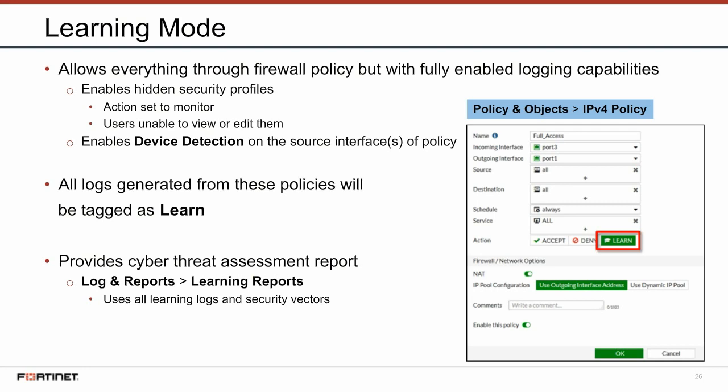You can also enable learning mode on a firewall policy. When you set Action to Learn, it enables device detection on the source interfaces of the policy. The firewall policy automatically applies default static profiles and passes traffic to security profiles for monitoring. It also enables logging with full capabilities, which are tagged as Learn in the logs. You can view the comprehensive report that results from learning mode on the Learning Reports page. This report uses all of the learning logs across all traffic and security vectors to generate a complete summary report for recommendation purposes. This enables users to easily implement a monitor then enforce process.